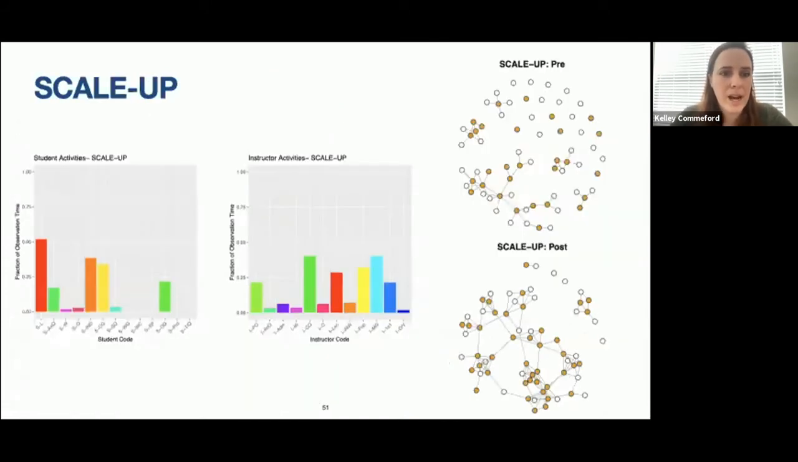And finally, we have scale up, which hits on every single instructor code that you can, which really shows the uniqueness of the environment and that you can do that. It's set up in such a way that you can use any curriculum that you want. And we see a lot of the large table structure really manifest itself in the network as well.